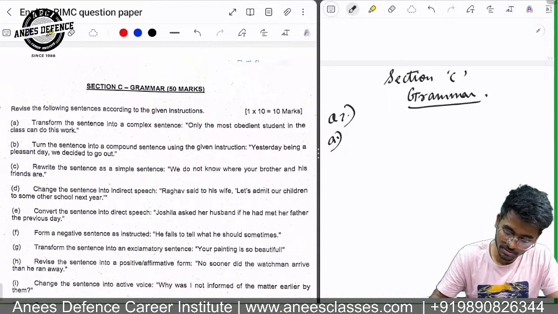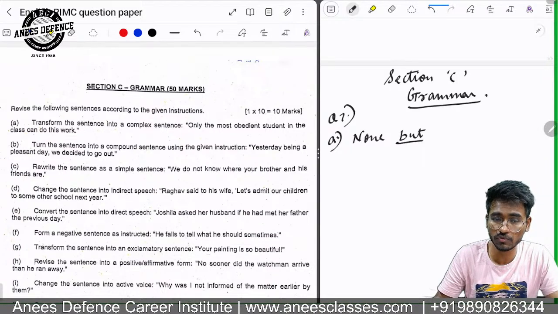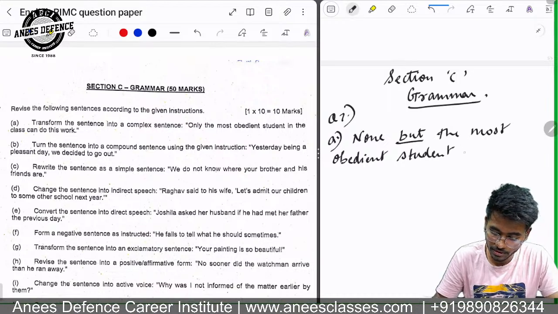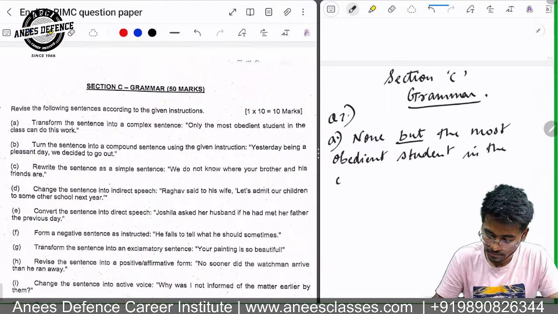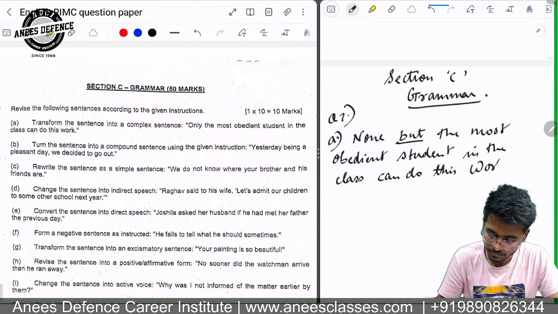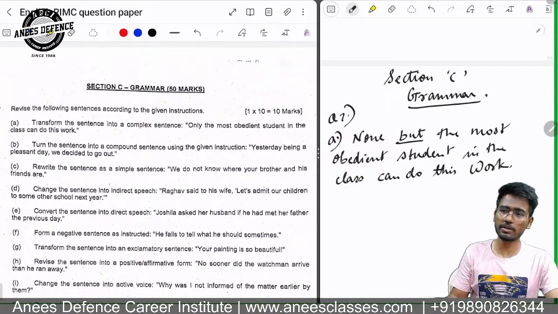We can convert this statement in this way: I add a conjunction over here. None but the most obedient student in the class can do this work. If you have written like this, then the statement is correct.